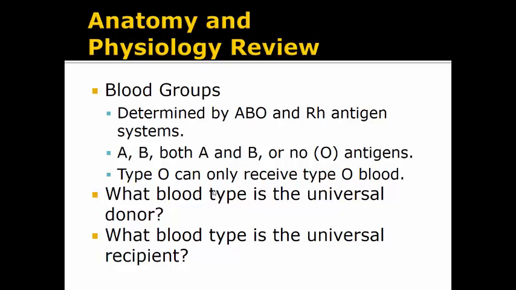Now, A can get A blood or O blood, because O blood doesn't have any antigens for A to recognize. It cannot get B blood because B blood has those antigens and it's going to go attack it. Right, so your universal donor is going to be O negative, and your universal recipient is going to be AB positive. But AB positive can only give to AB positives because they've got all the antigens.